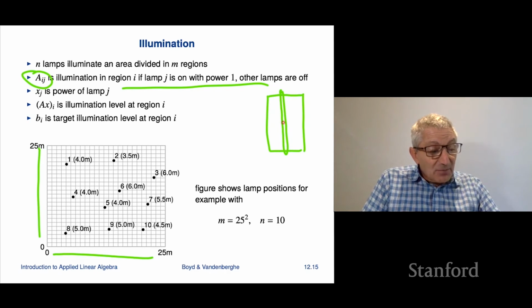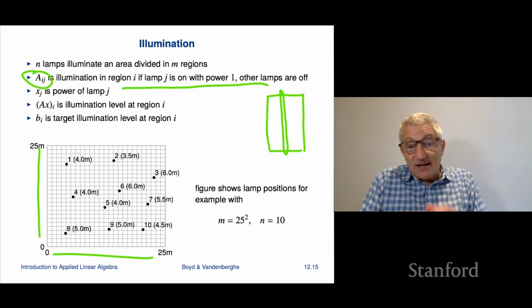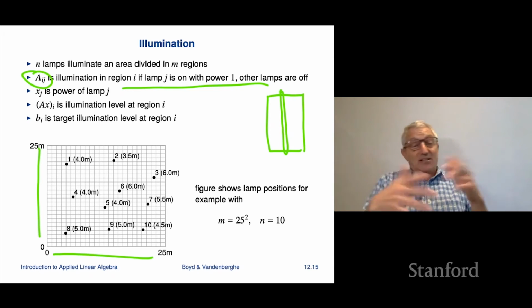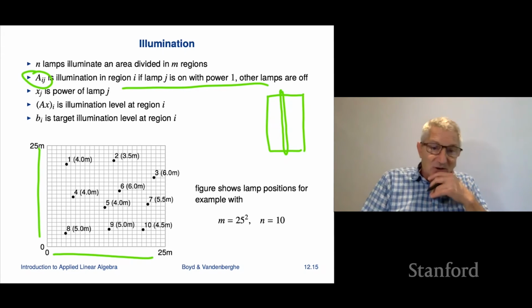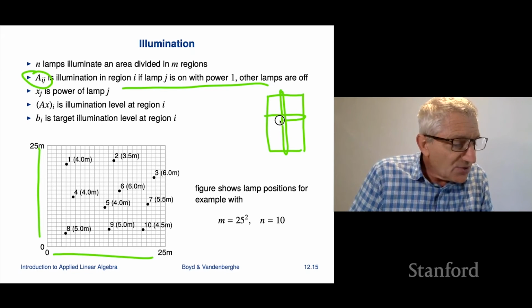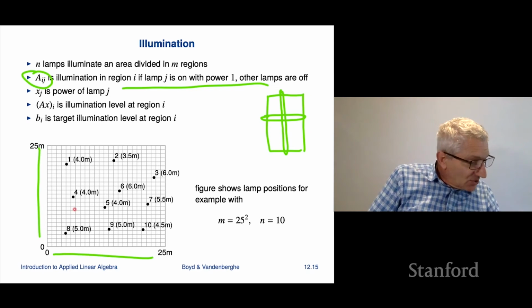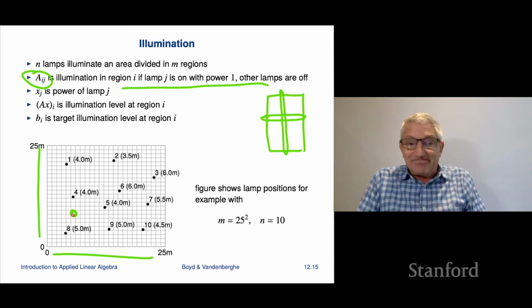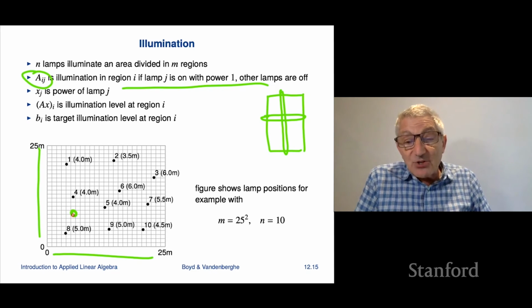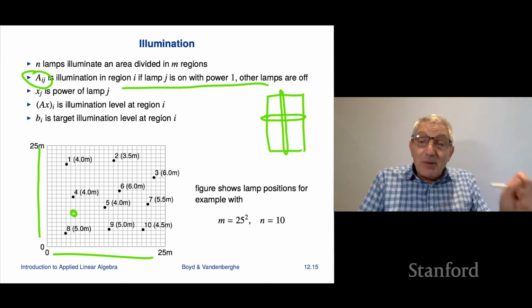Presumably the largest number in here occurs at a pixel which is right under the lamp, the source, right? But other than that, they're all over. Some are big, some are small. If you're very far away, it's very small. Now a row is also super interesting. A row corresponds to a pixel, like that one right there. And the row tells you that for all the lamps, how much per watt do they illuminate you?